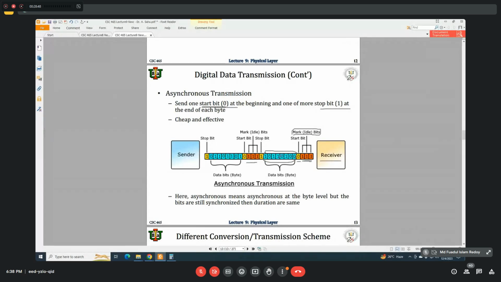These original data bits are synchronized themselves, but we are using one start bit and one stop bit. Before sending the synchronized 8 bits, we use a start bit, and at the end of the 8 bits we use a stop bit. With the start bit and stop bit, the receiver will be able to understand, okay, this is my data, the 8 bits. After the start bit the data started, and before the stop bit the data ended. Is it clear?